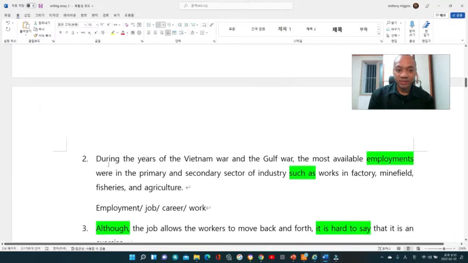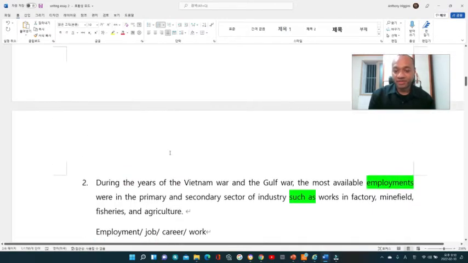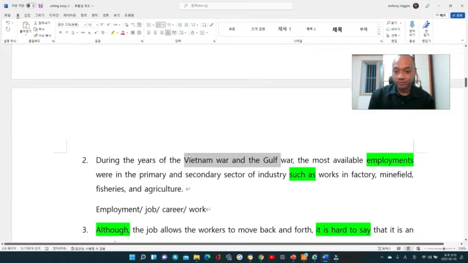The second sentence I put it during the years of the Vietnam War and the Gulf War. Now the reason why I put Vietnam War and Gulf War is I've put too much word that consists of generations, parents' generation, or like previous generation. So I actually put the background of Vietnam War and the Gulf War.